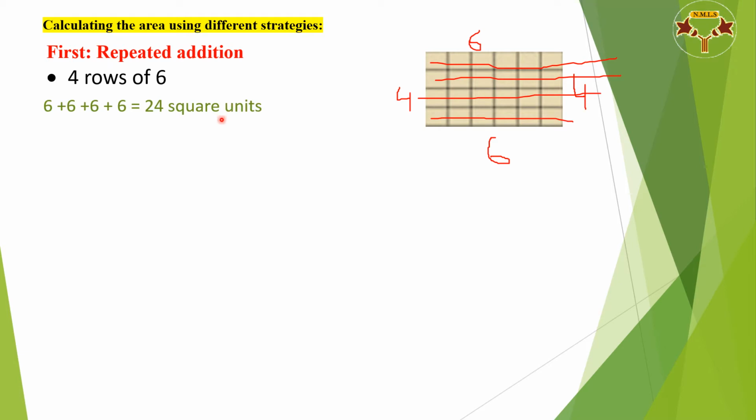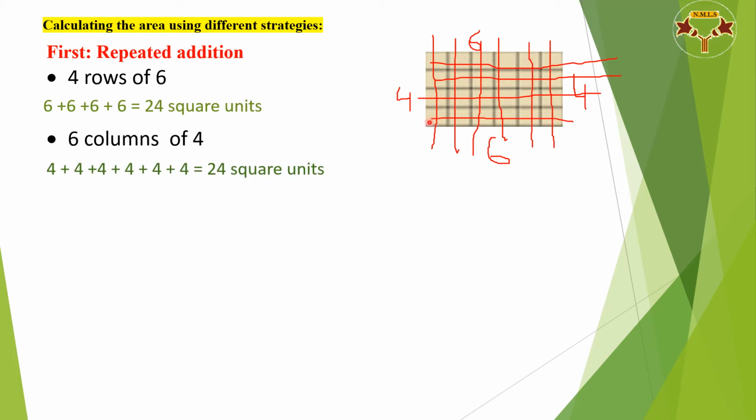Or we can make repeated addition by columns. How many columns? Count with me. 1, 2, 3, 4, 5, 6. Here we have 6 columns. Each one has how many squares? 1, 2, 3, 4. Then we can say 6 columns of 4, okay? Then 4 repeated 6 times. Then we can say 4 plus 4 plus 4 plus 4 plus 4 plus 4. 4 plus 4, 8 plus 4, 12 plus 4, 16 plus 4, 20 plus 4, 24.